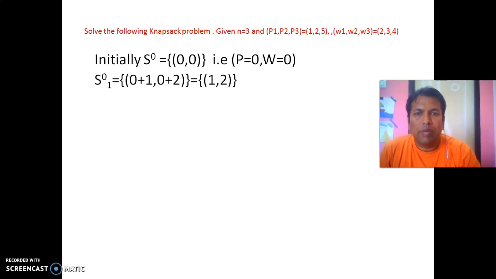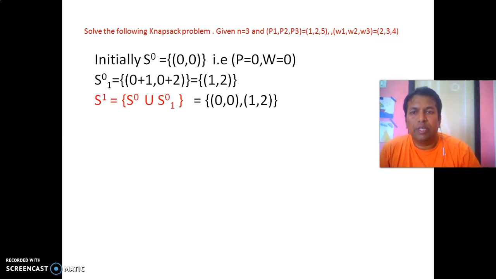So now we are going to generate the set S power 1. S power 1 is nothing but the union of S power 0 and S1 power 0, which means we are merging S power 0 and S1 power 0. Those values are 0 comma 0 and 1 comma 2.